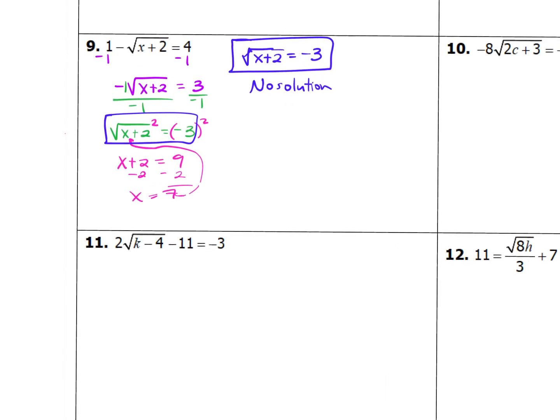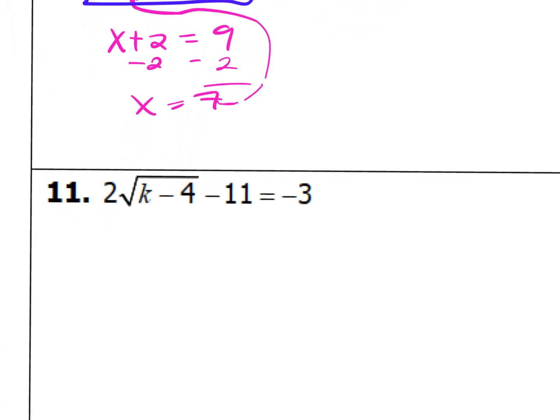Okay, look at number 11. How would you solve that? Is it isolated? No. So what do we have to do first? Not minus 2, because this is 2 times the square root. No. You add 11. Yeah, you're going to add 11 to both sides. So 2 times the square root of k minus 4 equals 8. Is it isolated? No. Divide by 2.